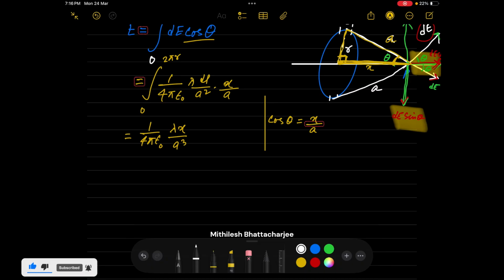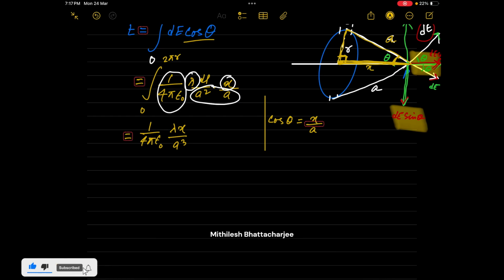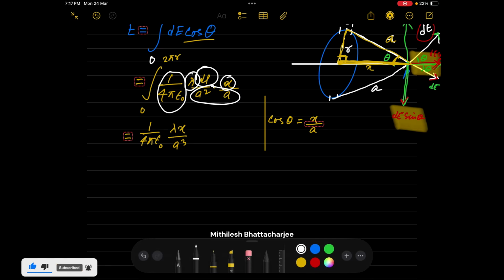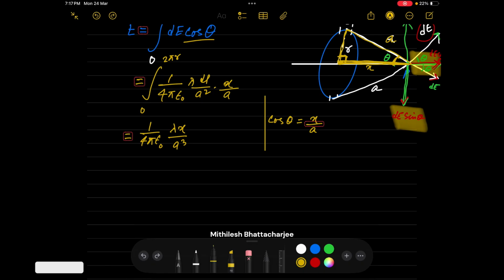See, 1 by 4 pi epsilon naught is constant, lambda is also constant, x is also constant, and a is also constant. We have to do the integration for the term dl only. So we put the constant terms outside the integration and just do the integration of dl.